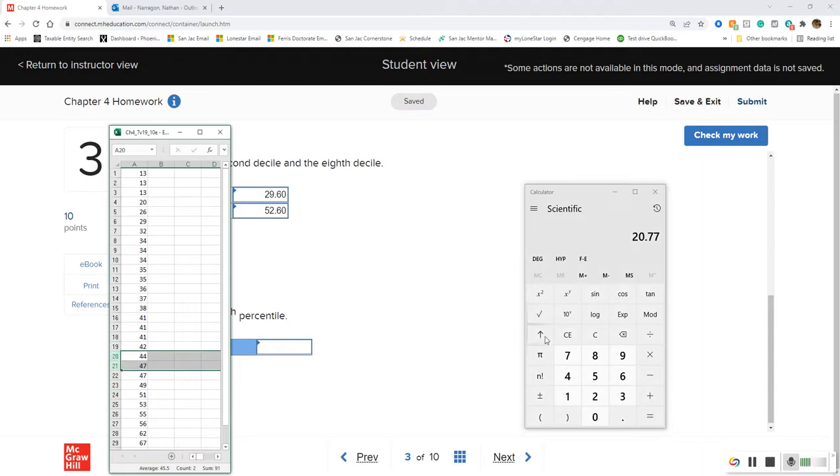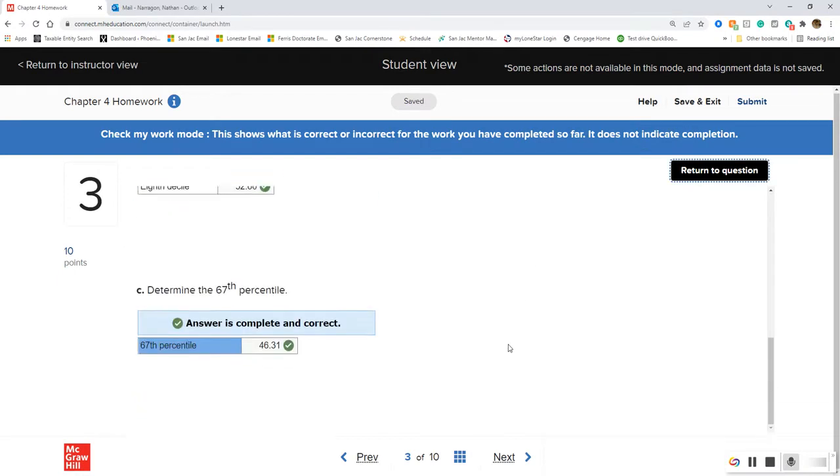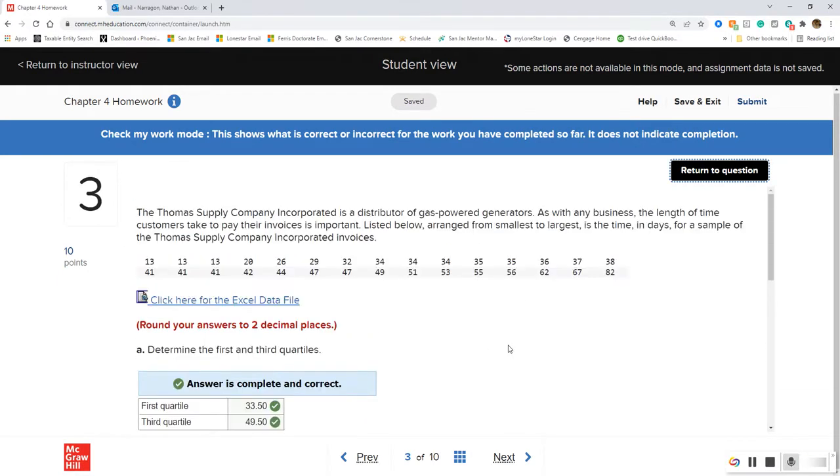So, we got 44 and 47. So 47 minus 44, 3 again, multiplied by 0.77, 2.31, plus our lowest, which was 44. We're looking at 46.31. There we go. That's question 3. Again, you may have something completely different on the numbers, but the principle is still the same. Remember, these algorithms give each other different numbers.